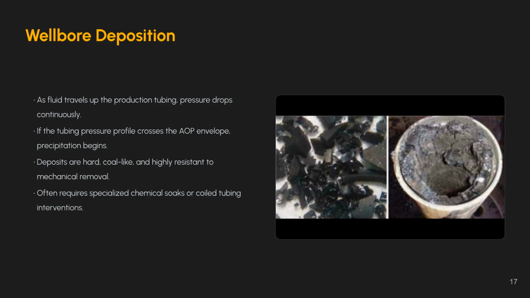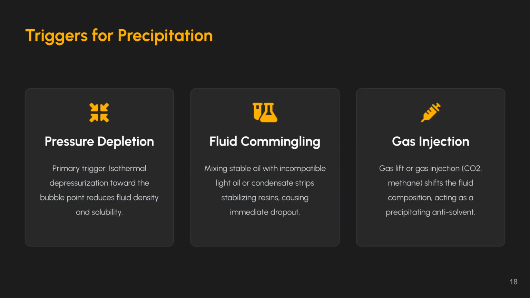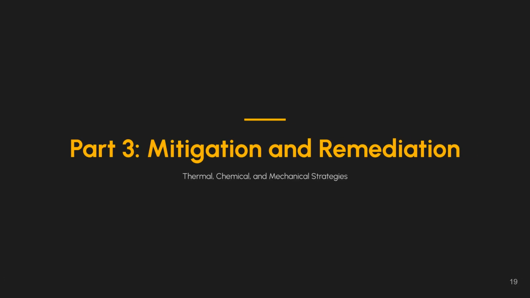Precipitation can be triggered by several factors: pressure depletion towards the bubble point, fluid commingling with incompatible light oils, or gas injection, which acts as a precipitating anti-solvent. Next, we examine Part 3, mitigation and remediation, focusing on thermal, chemical, and mechanical strategies.